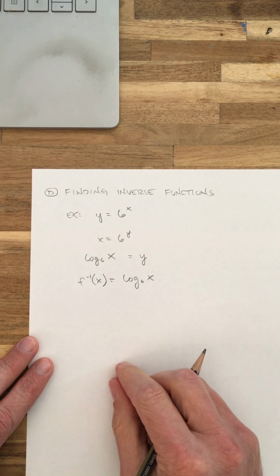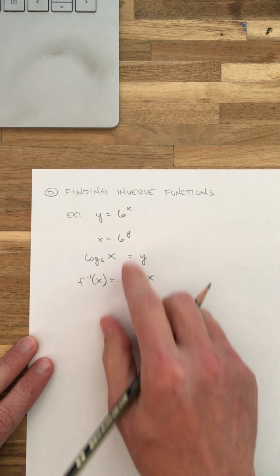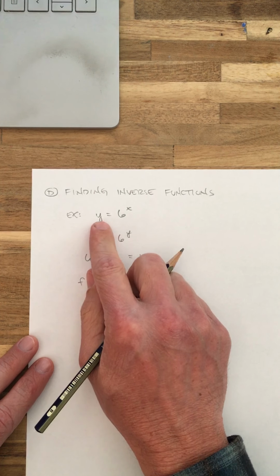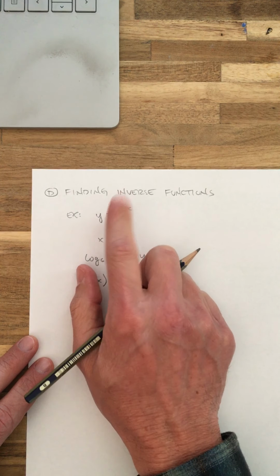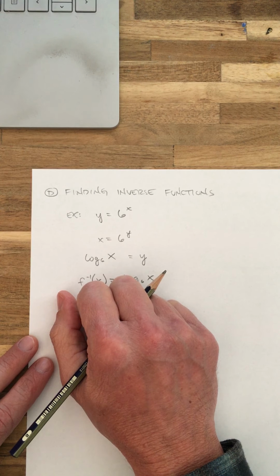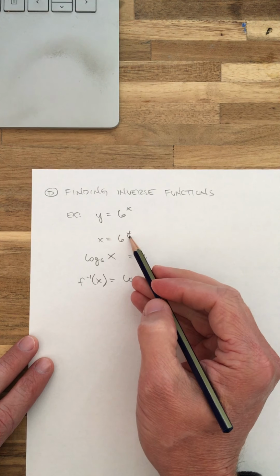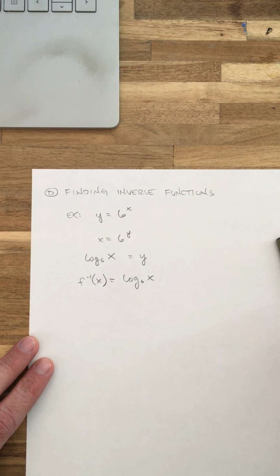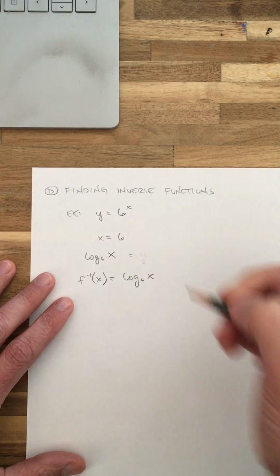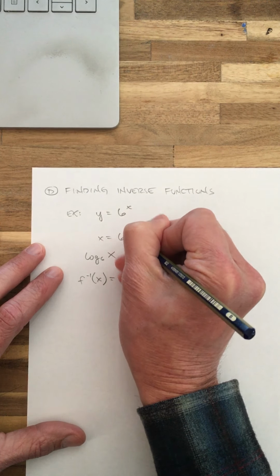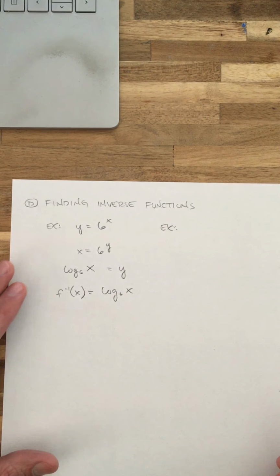So again, switch the x and the y. One thing you might consider doing: remember y is f of x. Once you switch the x and the y, it's no longer the same thing as that. They're different. So instead of calling this y, once you switch it, call it f inverse of x. I'm going to leave it here and not bother changing it. Let's do another example and see if it works on the next example.